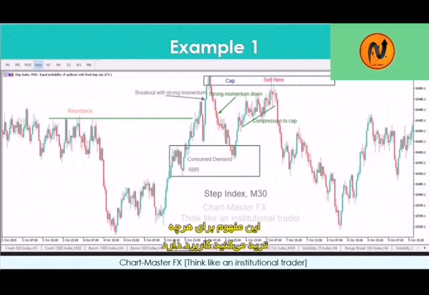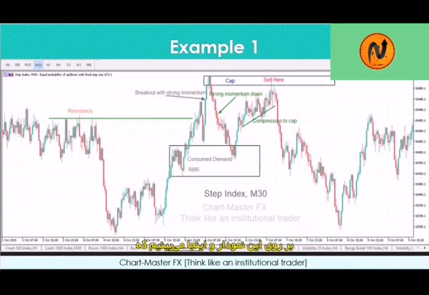Anything that you are trading, you can apply this concept, because this is purely market structure. It's all about the market structure, guys. So you can apply it wherever you want. Here, guys, we're on Step Index M30.